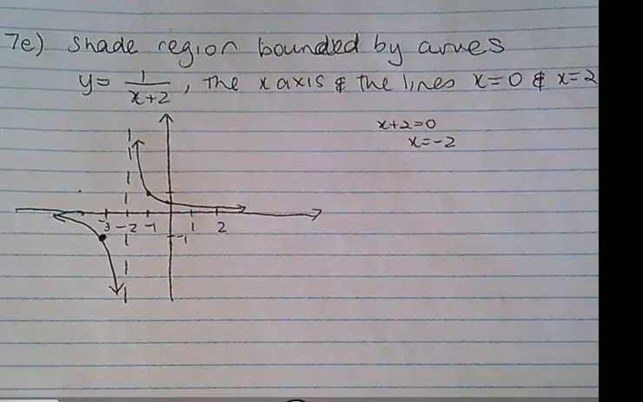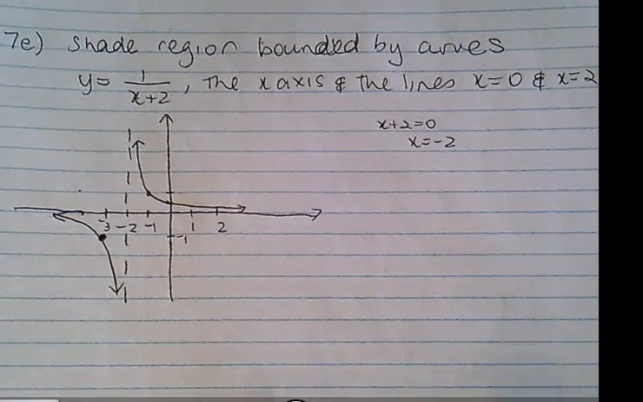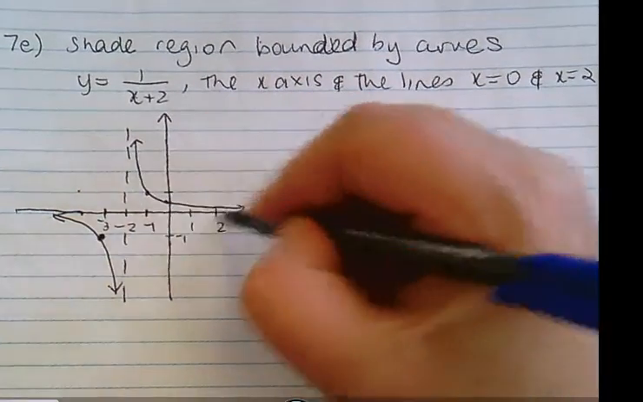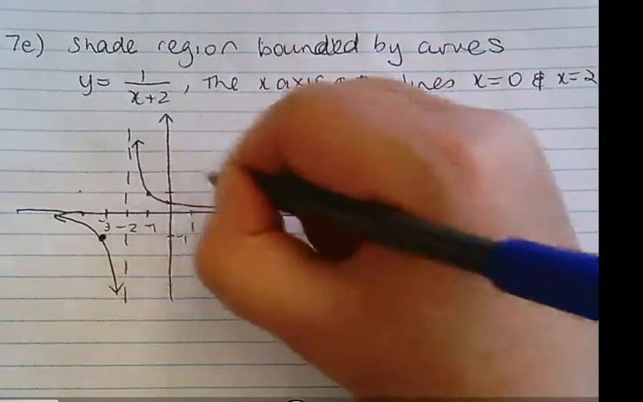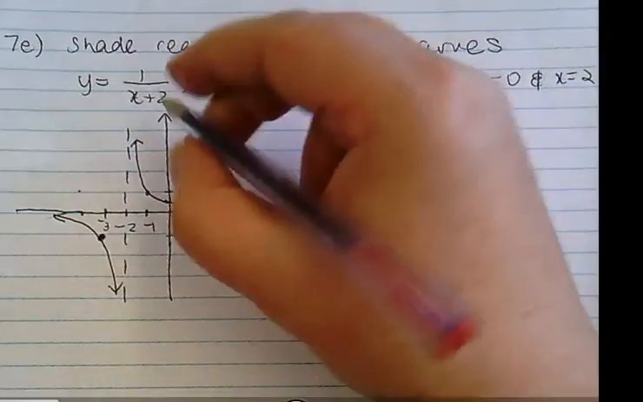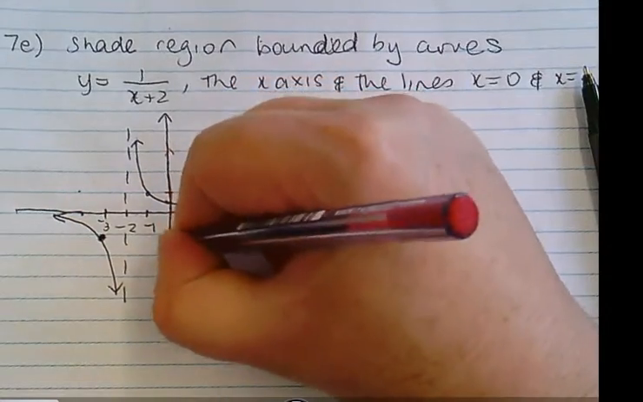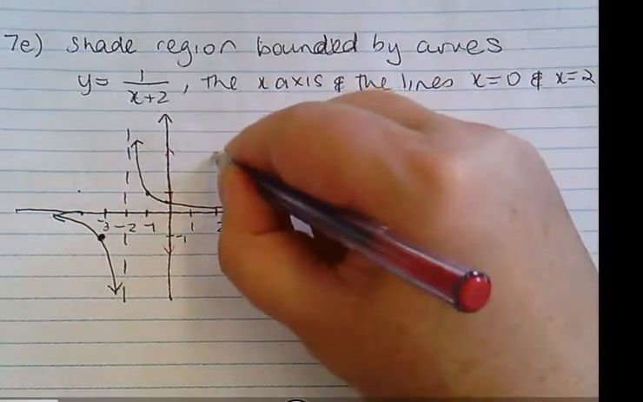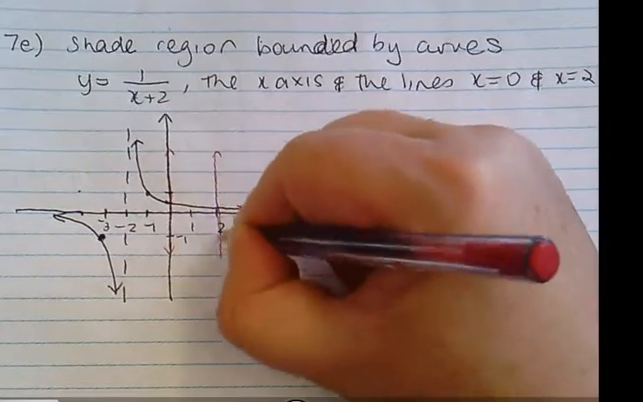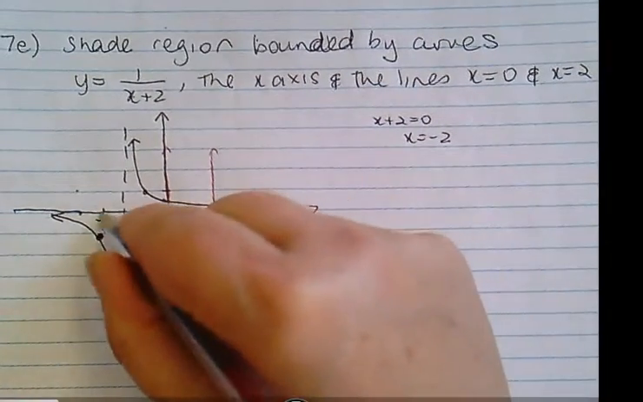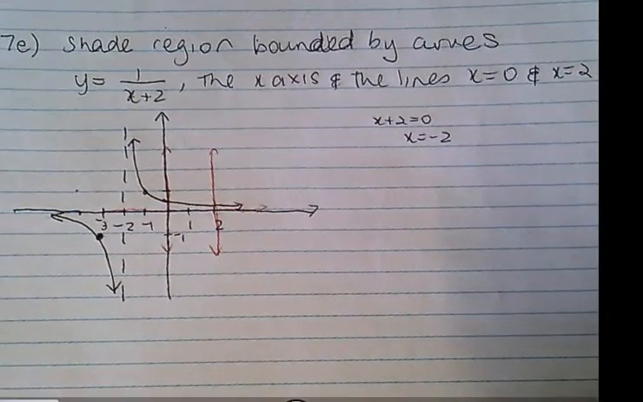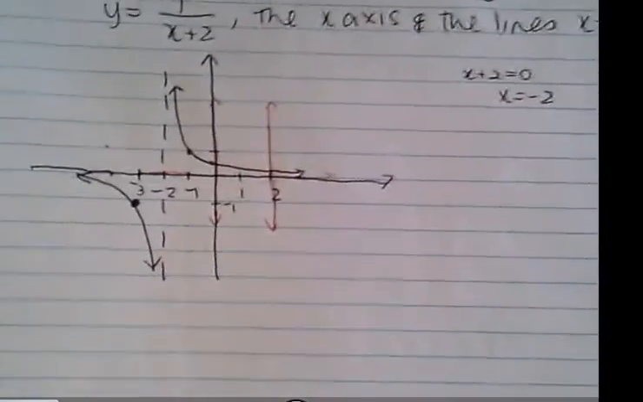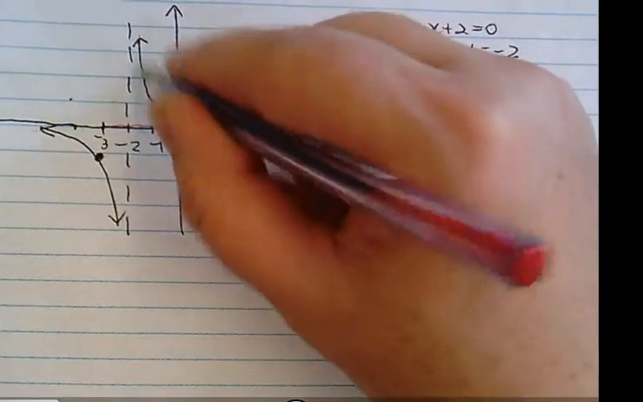Now, I want to sketch the region bounded by this curve, the x-axis and the lines x equals 0 and x equals 2. This is the line x equals 0, and that's the line x equals 2. And the x-axis lies across like that. Where do you think I'm shading? In that little bit, bounded by this curve.